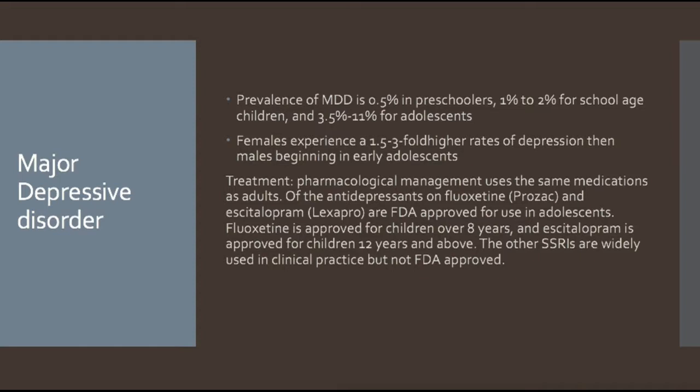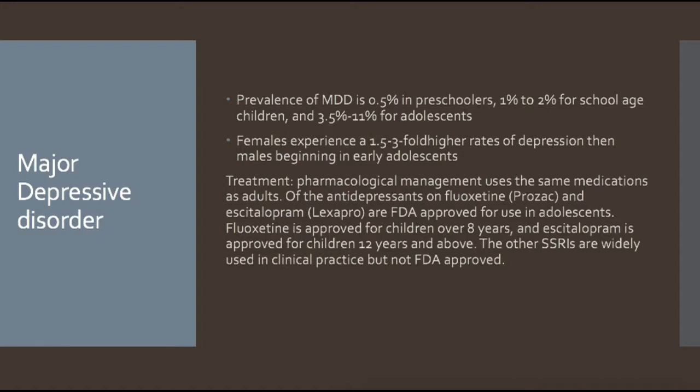The 1 to 2% in school-age children, well, I think when you're younger things are a little bit easier, but really when you start to see the depression is when you get into that 3.5 to 11% in adolescence. And that's because adolescence is a difficult time, I'd say, for just about everybody who goes through it, and everybody does have their period where they obviously have to go through adolescence. And that's a time where there's a lot of competition, there's a lot of pressure, and there's a lot going on that I think makes perfect sense why these kids would become more depressed at that time. Obviously, females experience 1.5 to 3-fold higher rates of depression than males beginning in early adolescence. So beginning in early adolescence, we start to see not only an increase in the prevalence overall of MDD, but we also start to see a 1.5 to 3-fold higher rate in women.